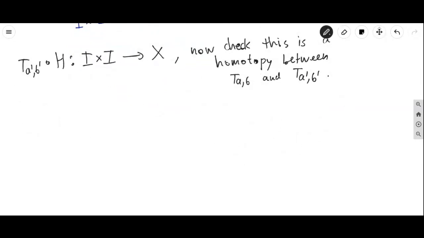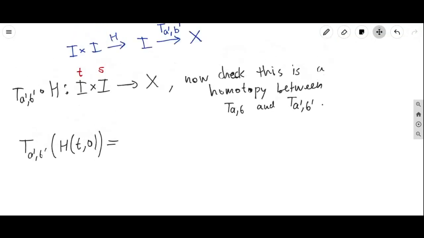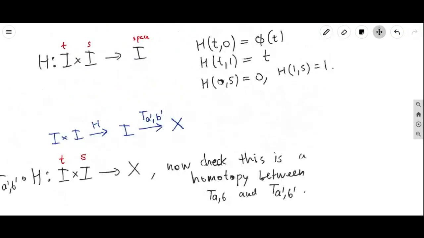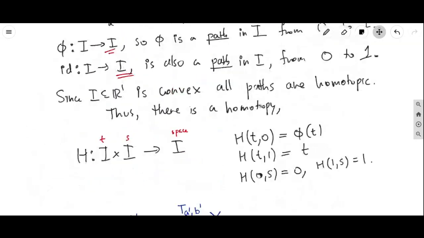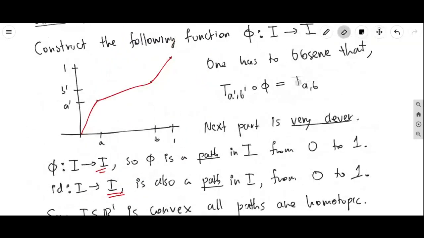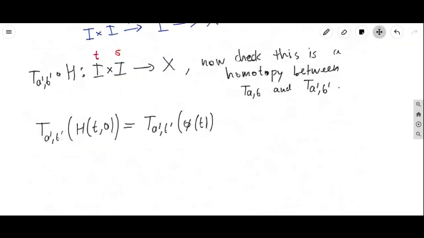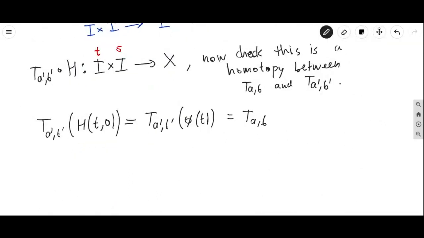So let's start evaluating. This is the time parameter, this is the interpolation parameter. Let's see what happens. When we do T A prime B prime evaluated at H of T comma 0, what is that? Well, H of T comma 0 is phi of T. So that's T A prime B prime phi of T. And if you recall, we talked about that earlier above, right over here. That is equal to this. So that gives us T A B. Okay, so that's the claim. It's a homotopy from this one to this one.